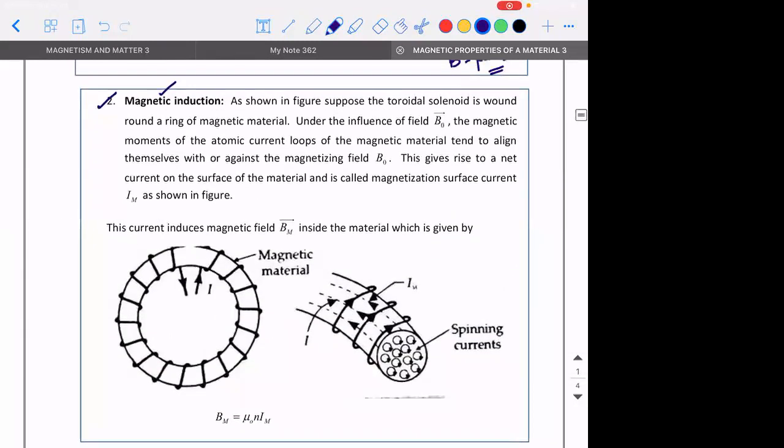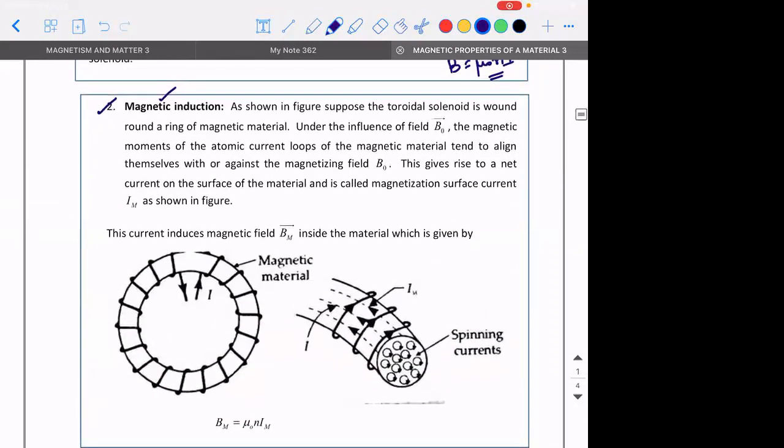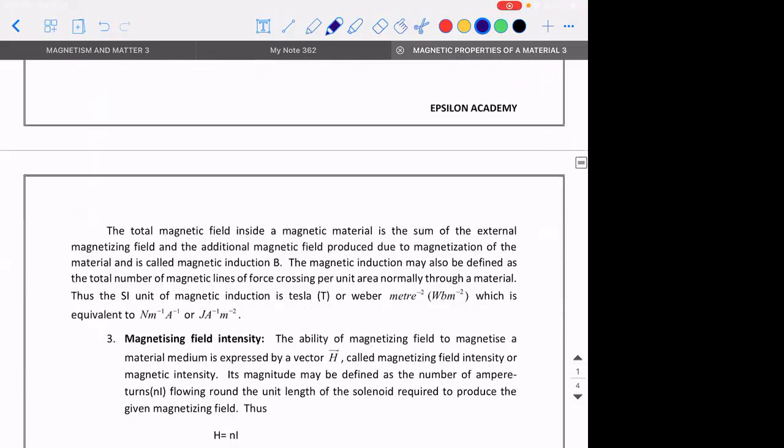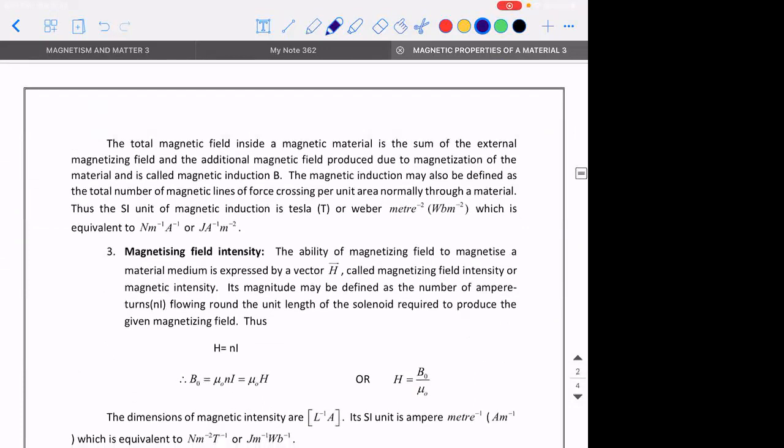So what is magnetic induction? Magnetic induction is nothing but the sum of the magnetizing field plus the field that is induced inside. That is what we call magnetic induction. So that's what is given here. The total magnetic field inside a magnetic material is the sum of the external magnetizing field and the additional magnetic field produced due to magnetization of the material. That is what we call magnetic induction.